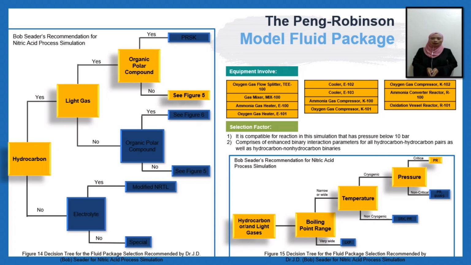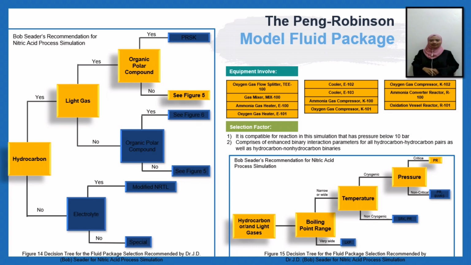For the Peng-Robinson fluid package, the temperature involved in each reaction must be above negative 271 degrees Celsius and the pressure range is below 1000 bar. This type of fluid package is applied in basis 1 as it is compatible for reactions in the simulation that have pressure below 10 bar.